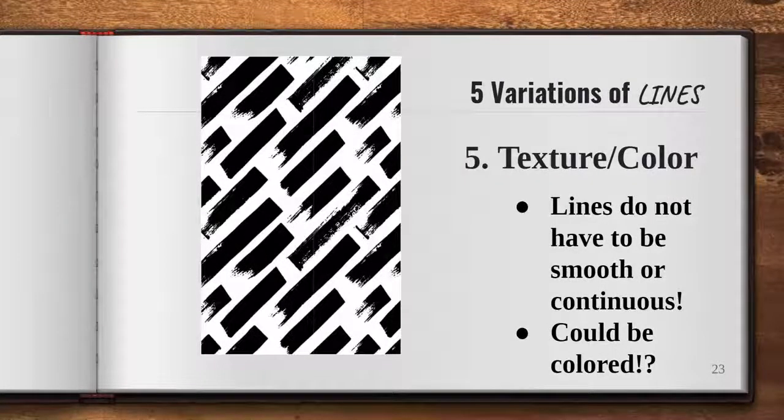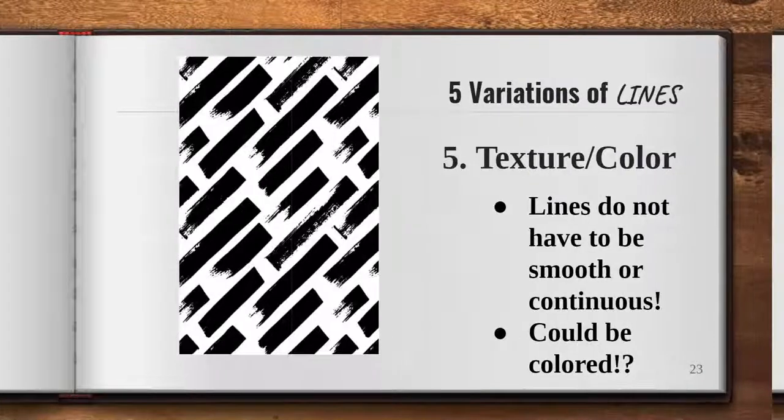Number 5. This starts to get into some options even within its number 5 category. Texture and or color. You could add texture to a line by not making it so clean and smooth. You can see in this sample here that looks like they're brush strokes that have run out of ink or paint toward the end. So they create a bit of a visual texture on the surface of the paper or canvas. Nothing says that lines have to be absolutely smooth.